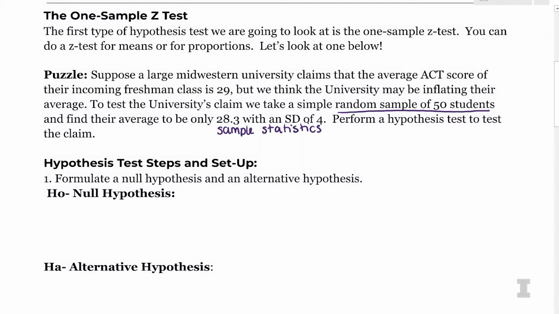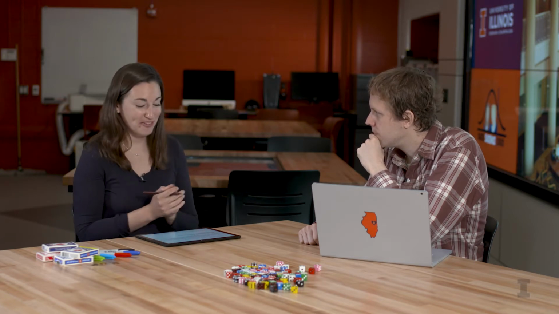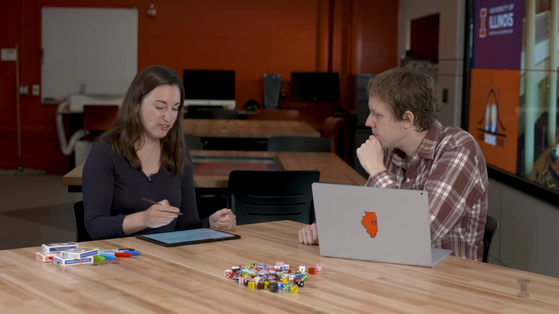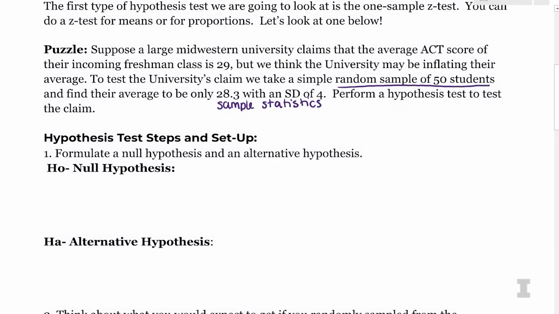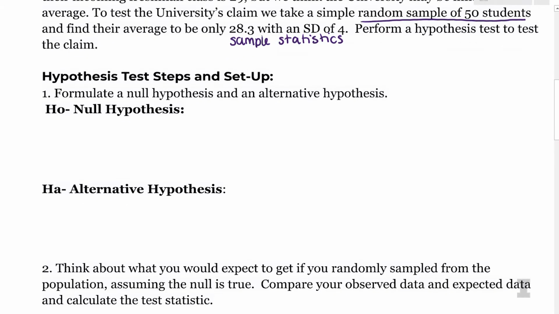So it says to perform a hypothesis test to test this claim, and we want to know, do we have enough evidence with this data to say that the university may be inflating their average? So 29 versus 28.3, it definitely is lower. 28.3 is lower than 29, but is that difference due to chance is what we're going to answer. So step one in the hypothesis test is always to state our null and alternative hypothesis.